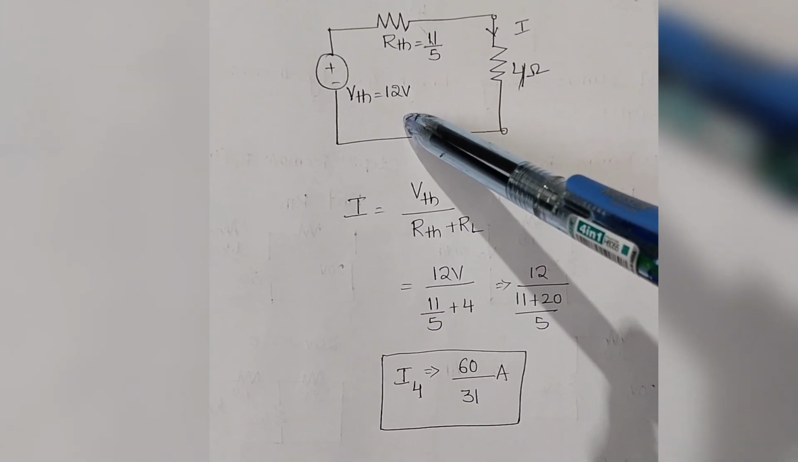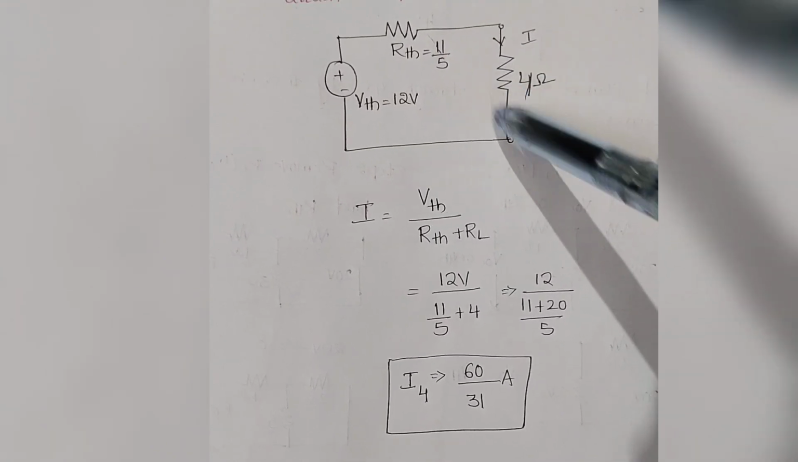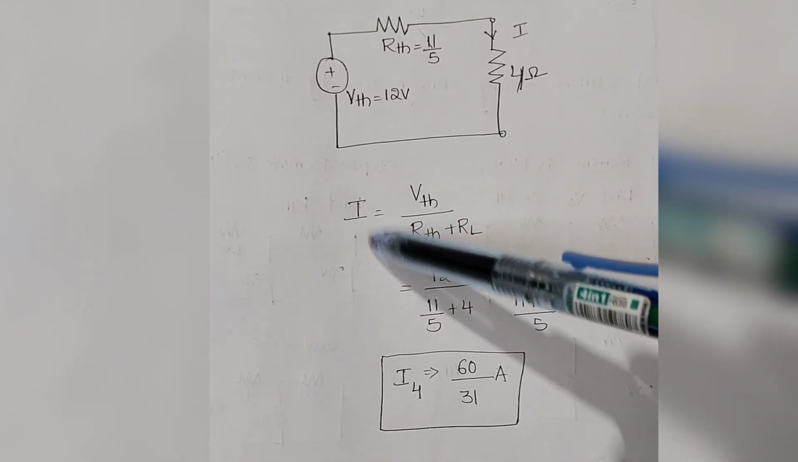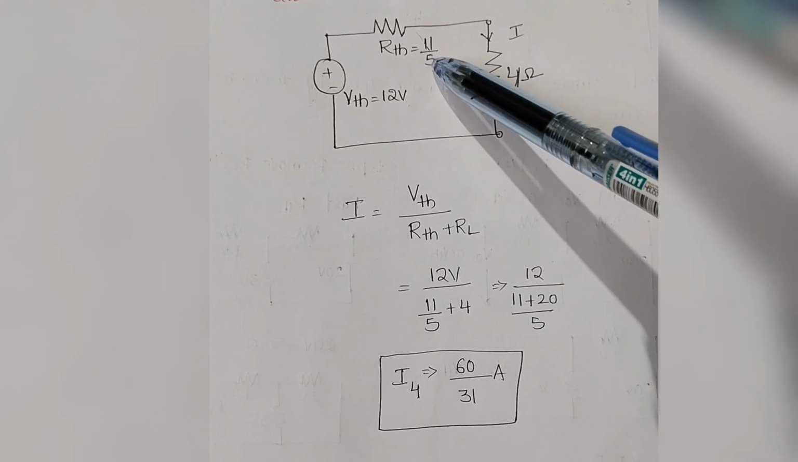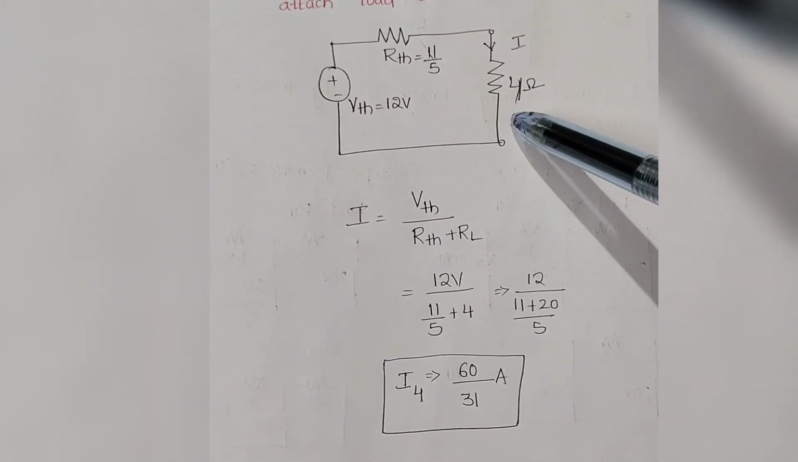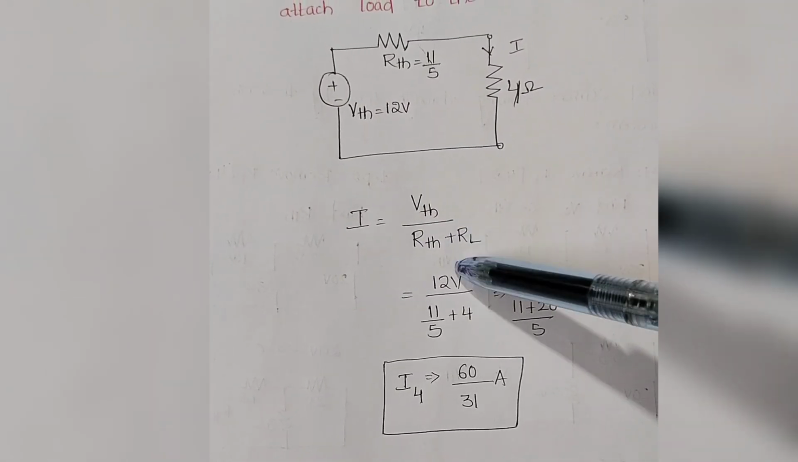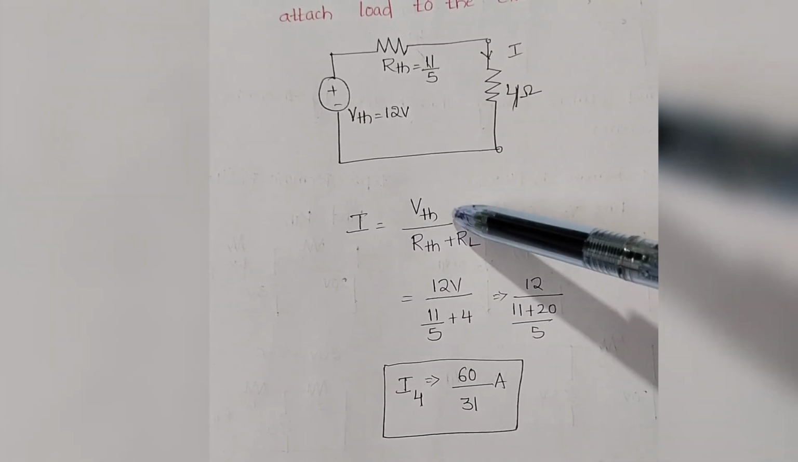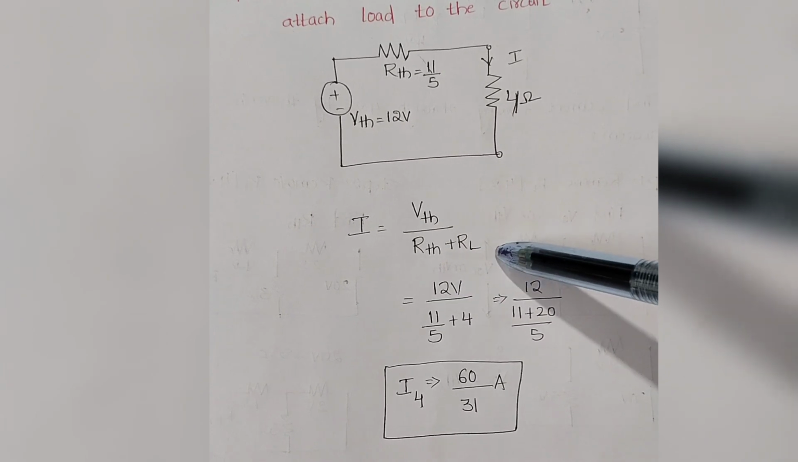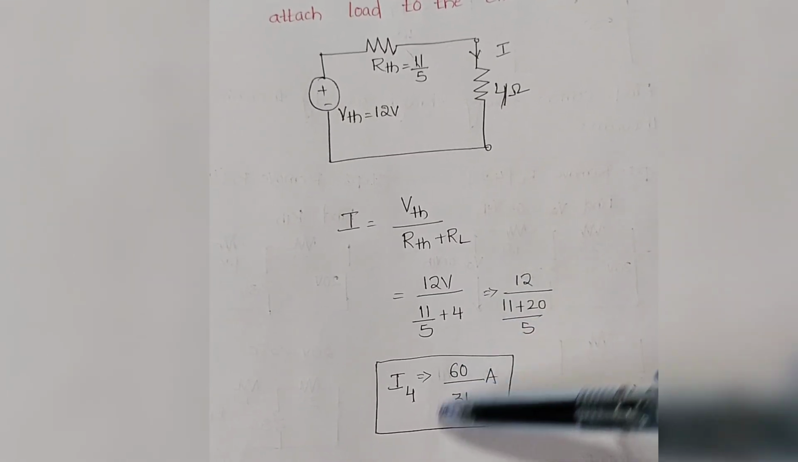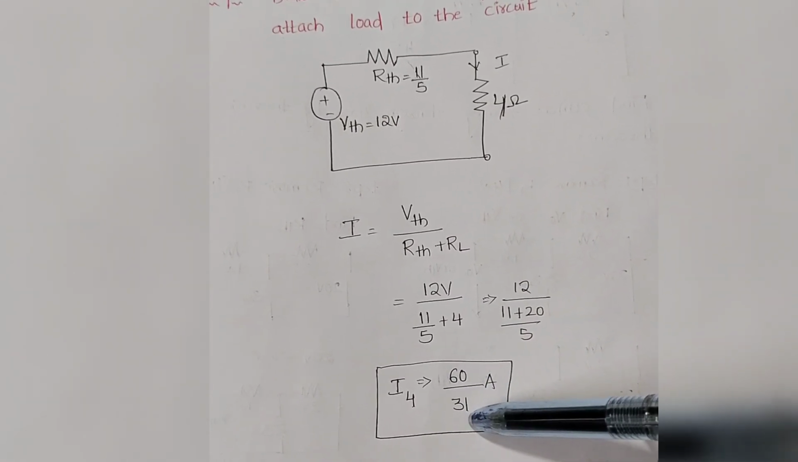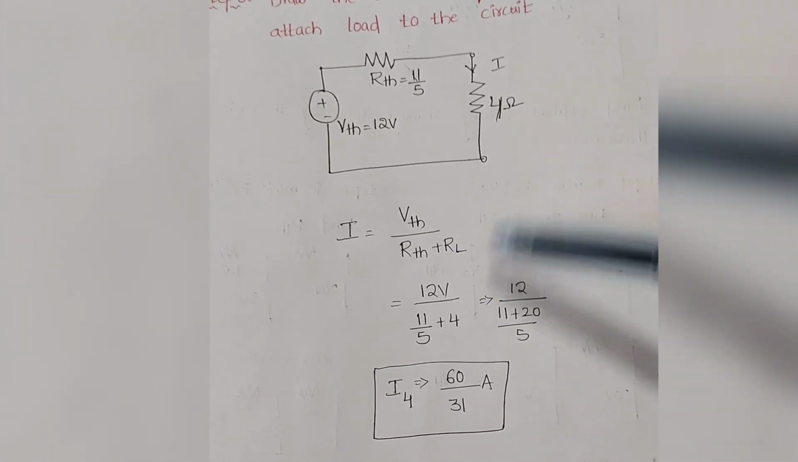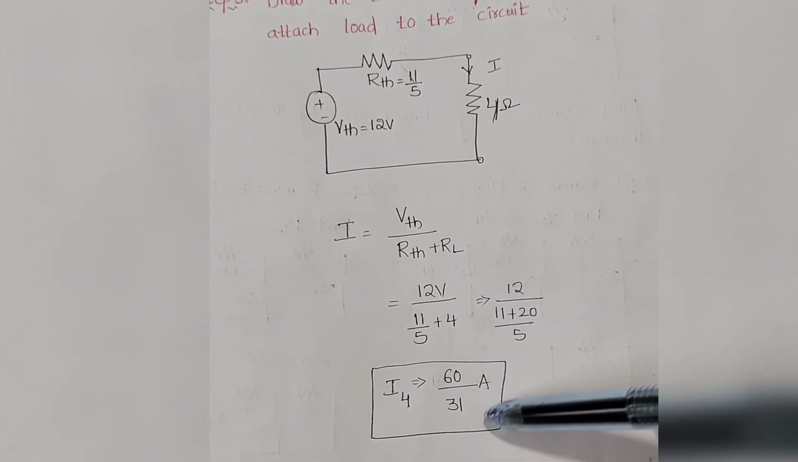Here, the voltage source is in series with 2 resistors. So, what is the formula? VTH by RTH plus RL. General Ohm's law: I equals V by R. Here, 2 resistors are in series, so current equals VTH by RTH plus RL. After substituting, we get the current flowing through the 4 ohms by using Thevenin's theorem as 60 by 31.